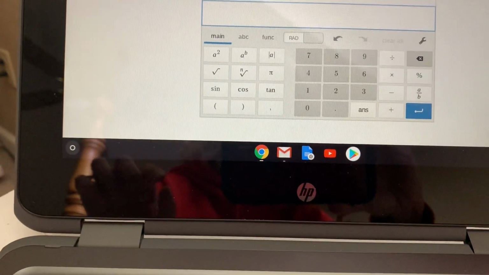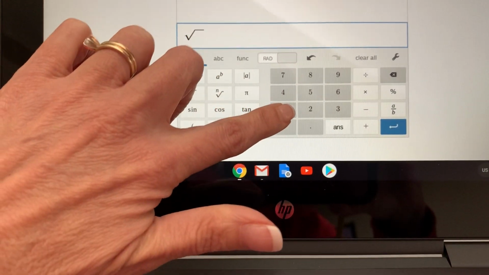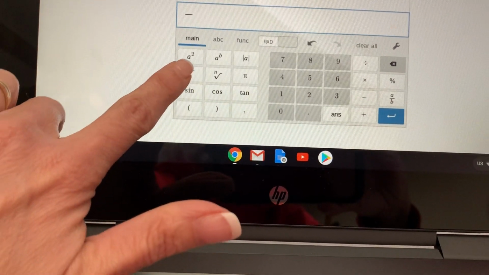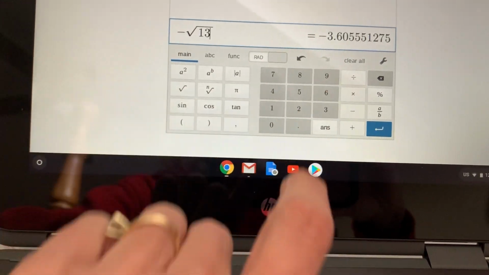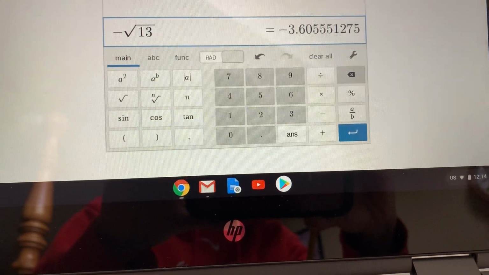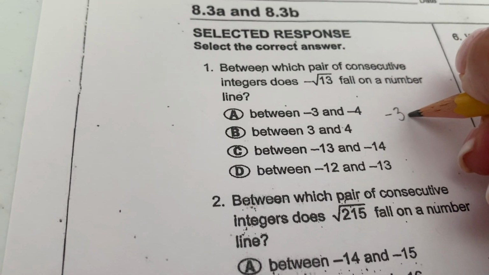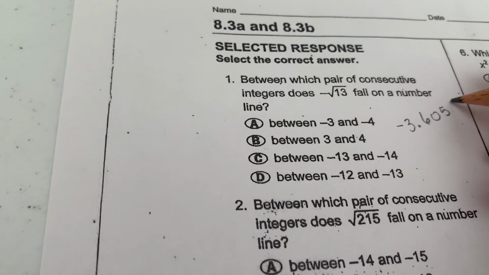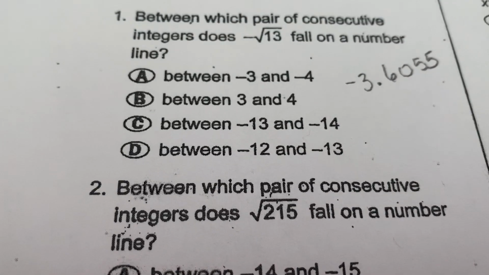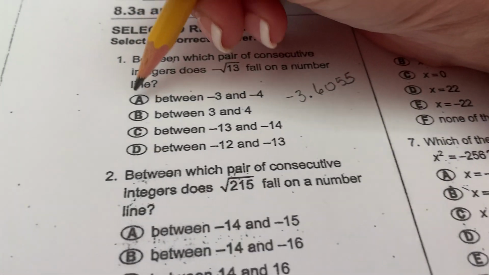So let's go to our calculator, and we're going to type in the square root of 13. Actually, let's go back and type in negative square root of 13. And we can see that we get negative 3.6055. So I'm going to write that on my paper, negative 3.6055. So negative 3.6 is going to be between negative 3 and negative 4. So the best answer choice is A.